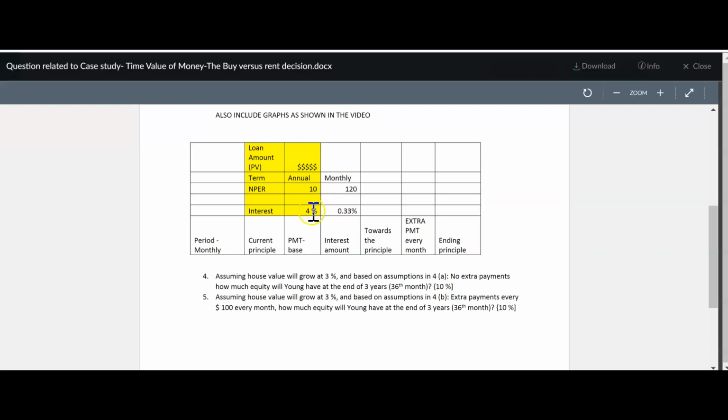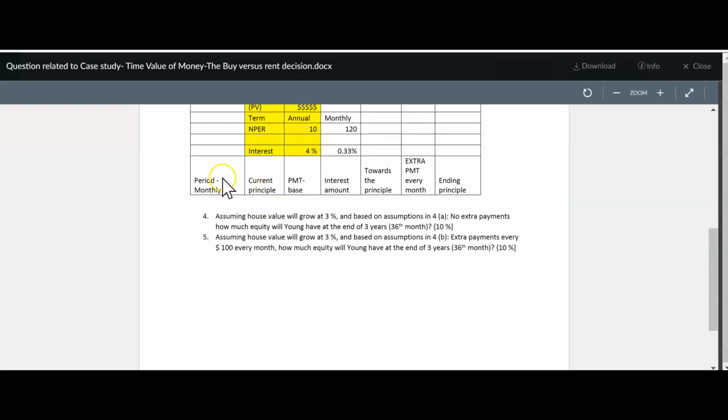Interest rates will be monthly, so it will be 4% divided by 12, which is 0.33%. And then you're going to create the period monthly for 120 periods. So in the Excel file, go all the way down.